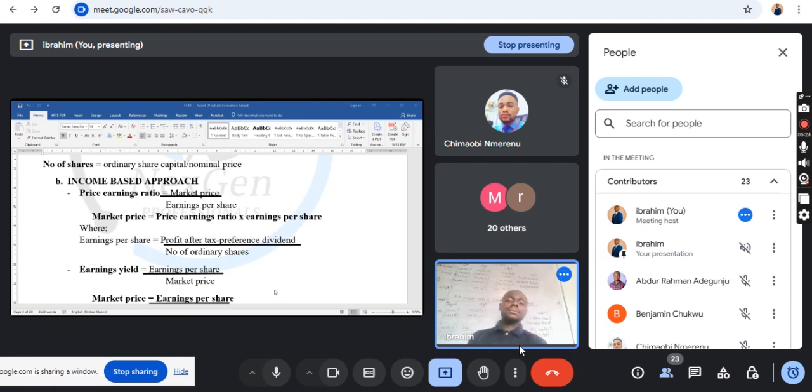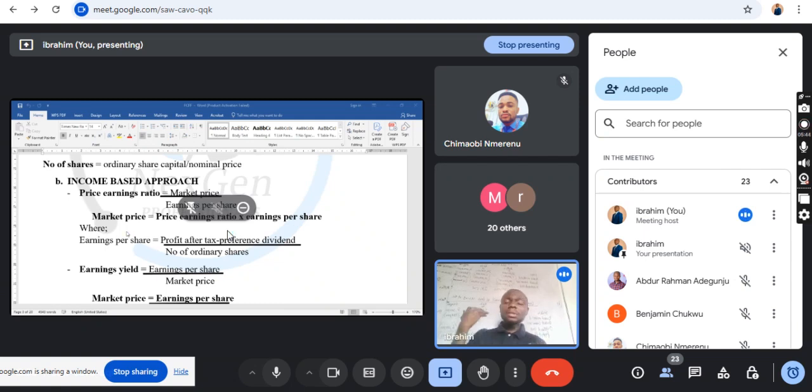So in this case, I can tell you, price earning ratio, right? The price earning ratio is equal to the market price divided by earnings per share. Then you make the market price the subject of the formula. The market price equals the price earning ratio times earnings per share.